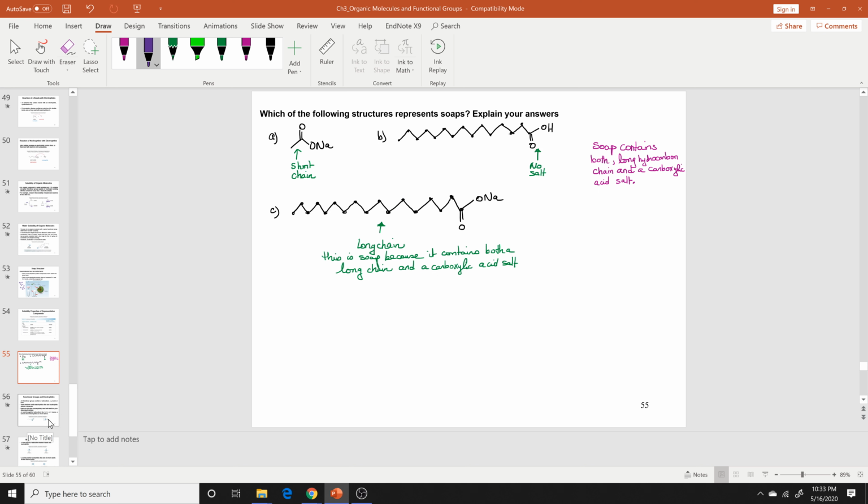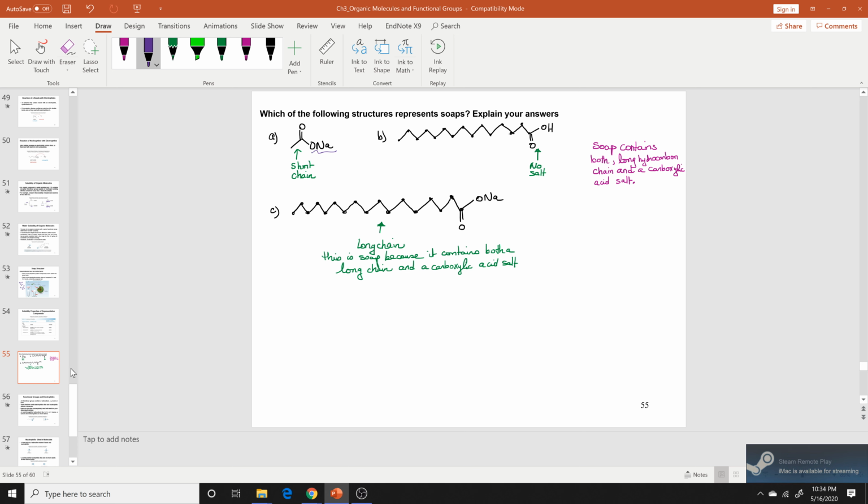Okay, so we've done that. Let's have an example over here. Which of the following structures represent soap? To have soap, you should have a long R chain. If you have a short R chain, then this is not a soap. A soap should have a long R chain and it should have a polar head that is basically the salt of the acid.